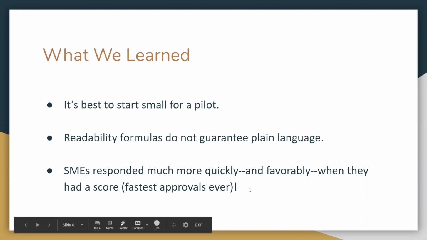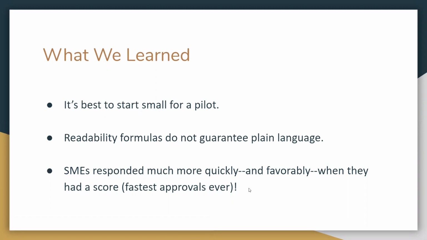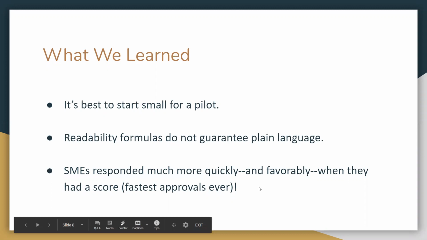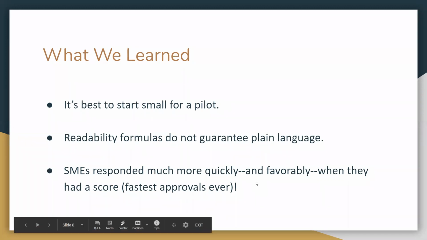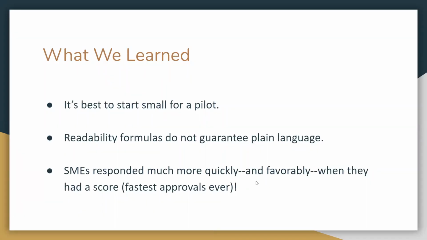As I said, subject matter experts and content managers respond very quickly once they have a score. And I don't understand that, because no one questioned how we got the score, which I was rather hoping for, because we could say, well, these were our hypotheses, this is why we decided on 12, but no one ever even asked that. And as everyone knows, readability formulas do not guarantee plain language. So I had to explain that a little less than I had anticipated.